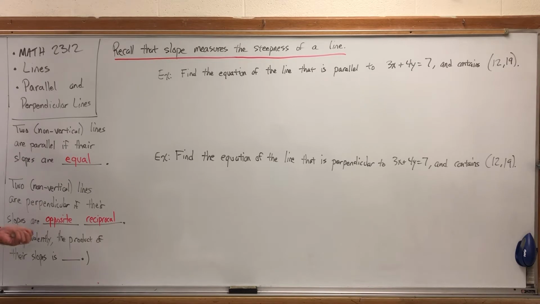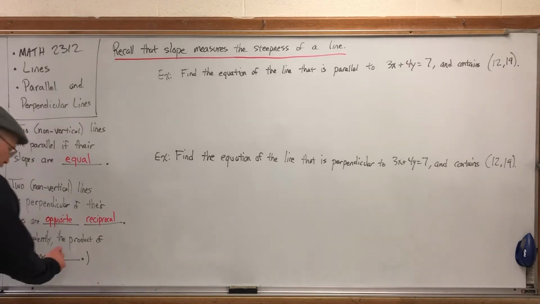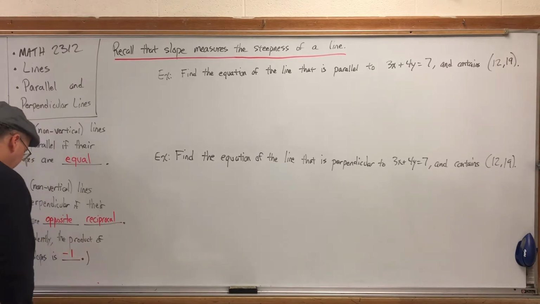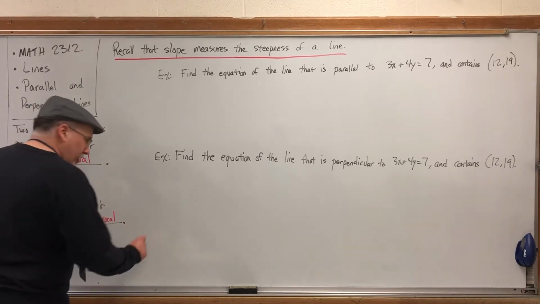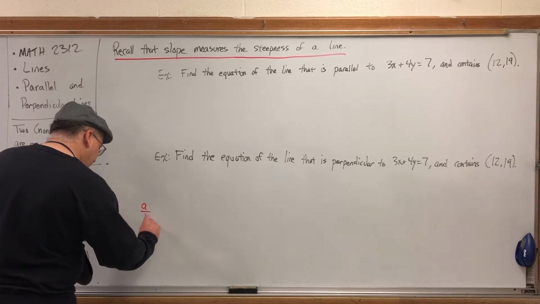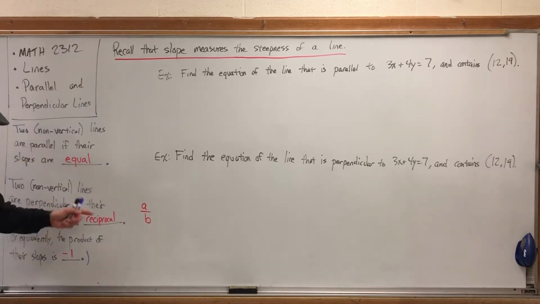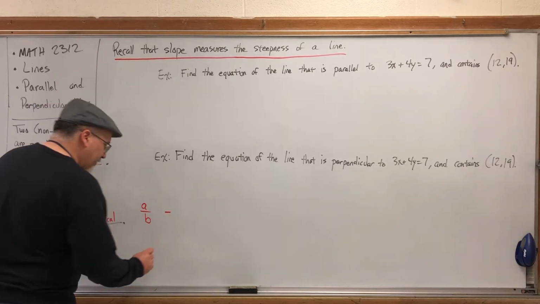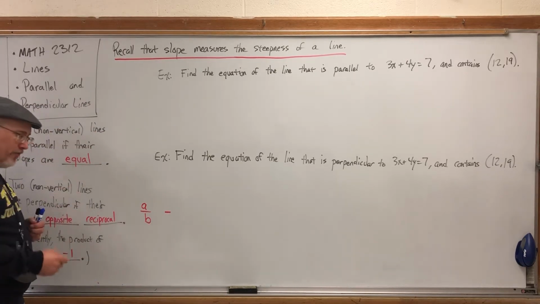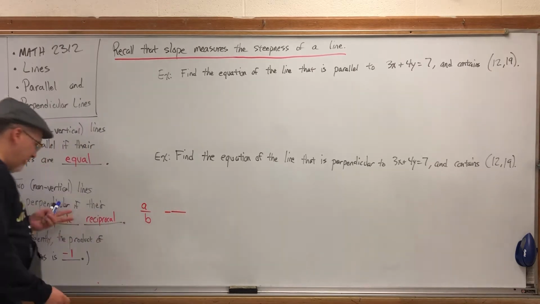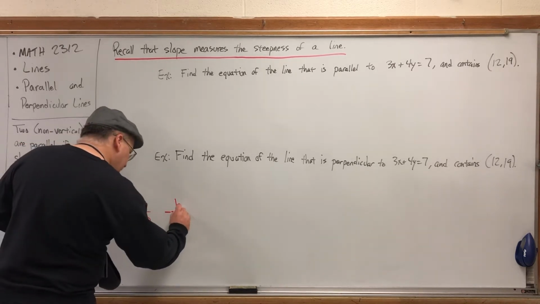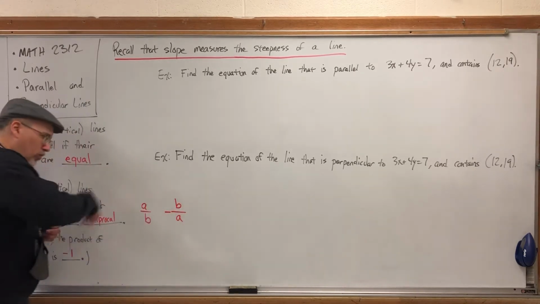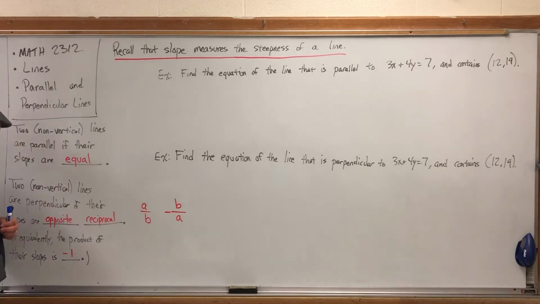So you change the sign and you turn the fraction upside down. Now this is equivalent to saying that the product of their slopes is -1. Because if you have one slope, and to be generic, let's just call it A over B, then the opposite reciprocal would be you change the sign, so you would stick a negative in front of it, or if it already had a negative, you would remove it, and you reciprocate it, which means you turn the fraction upside down.